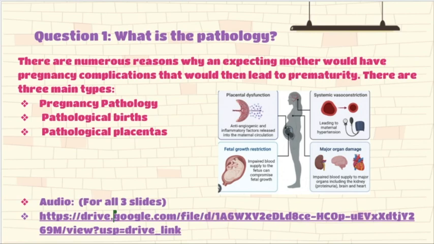The first type is pregnancy pathology, which includes maternal diabetes, preeclampsia, maternal hypertension, stained amniotic fluid, premature rupture of the membrane, and others. The second main type is pathological births, which include premature neonates, neonatal sepsis, neonatal death, neonatal resuscitation, and others. And the last type is pathological placentas, which include infection, fetal malperfusion, maternal malperfusion, intervillous hemorrhage, and others.